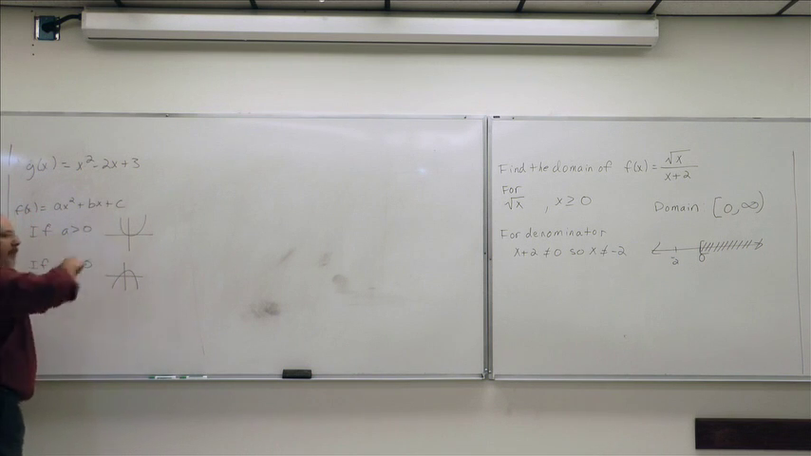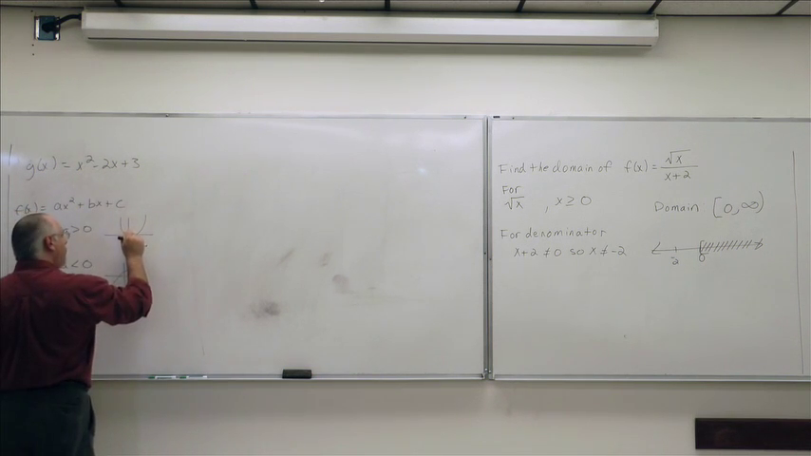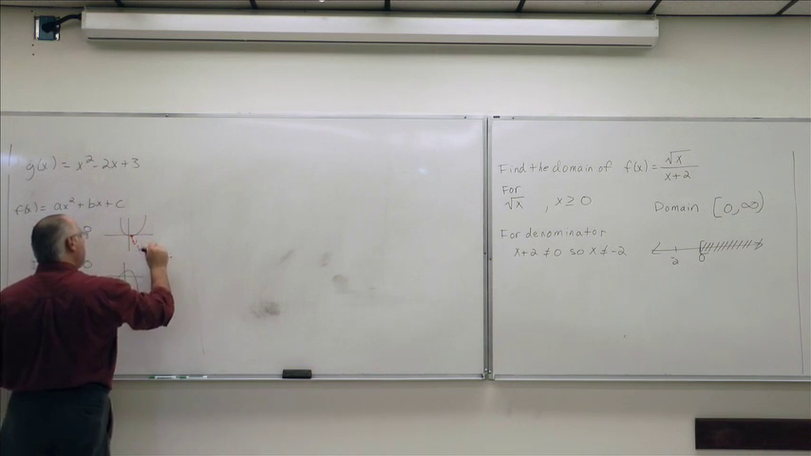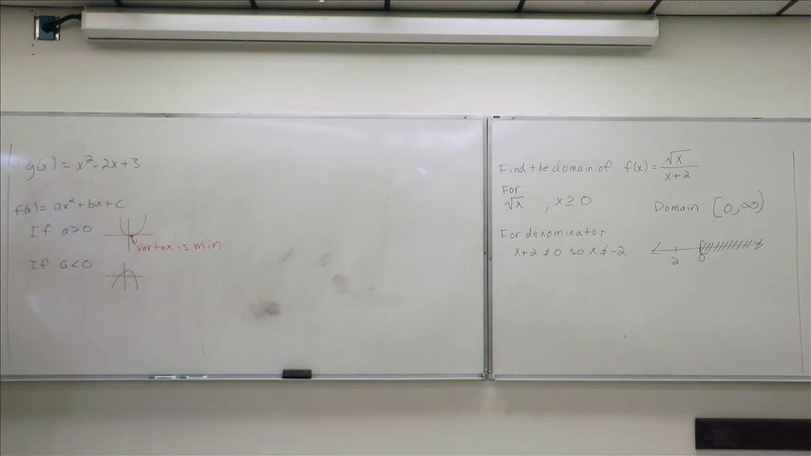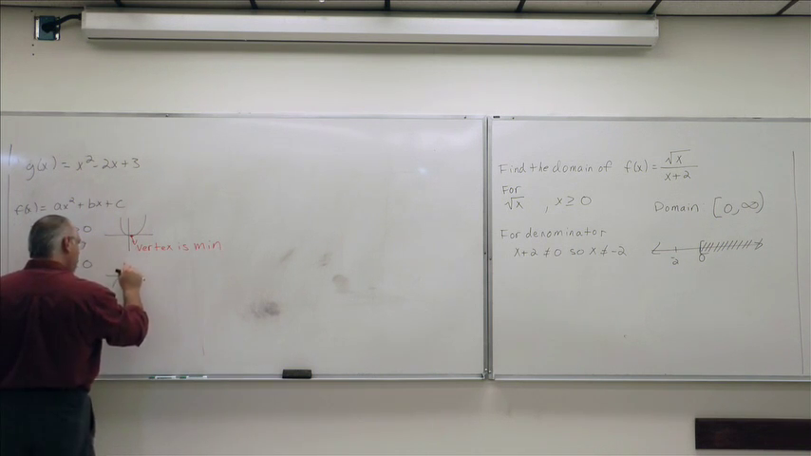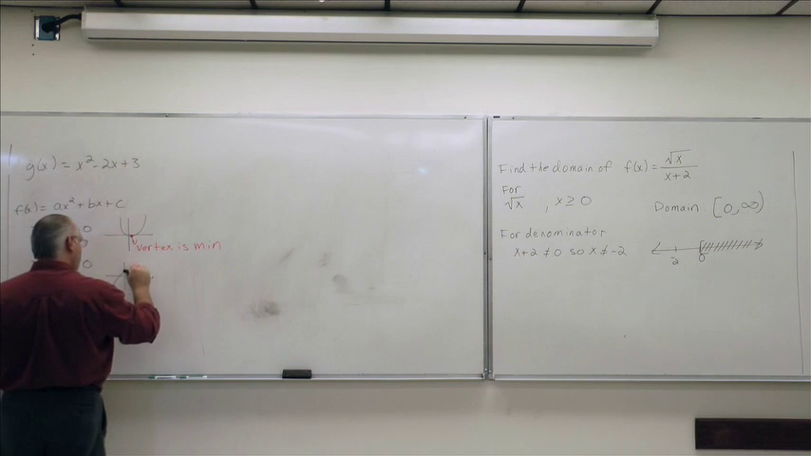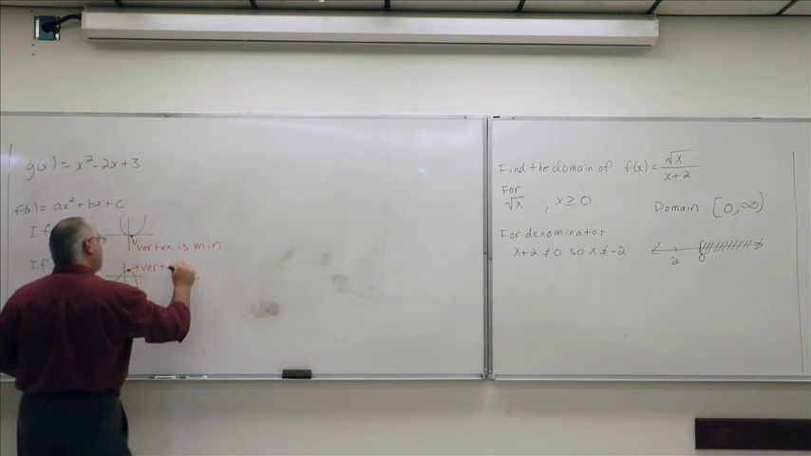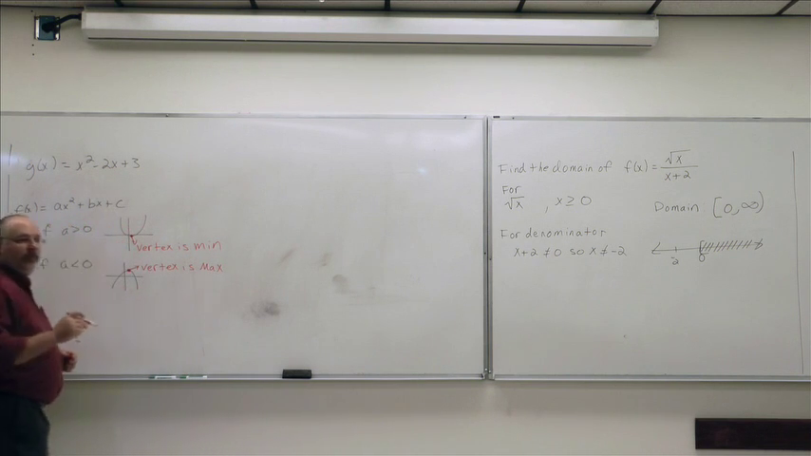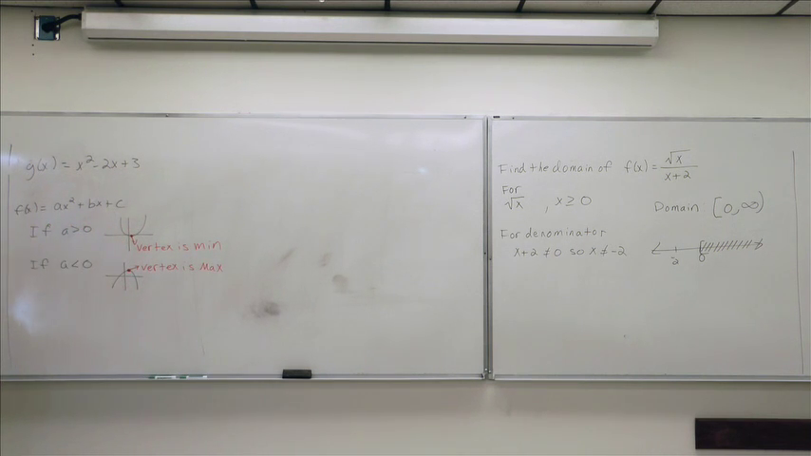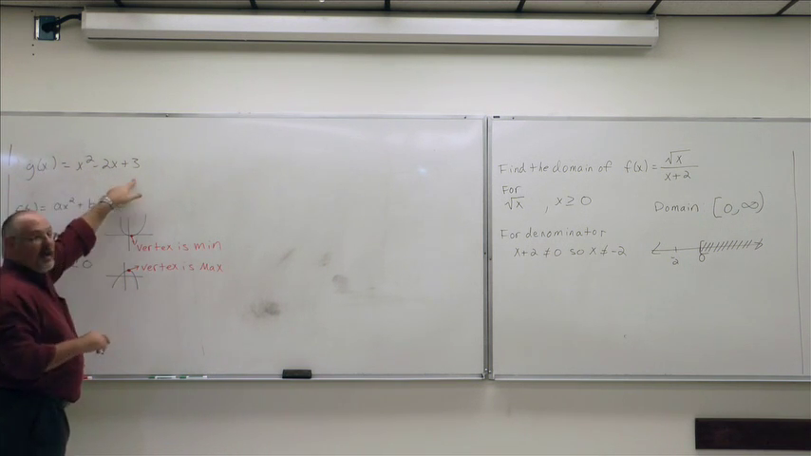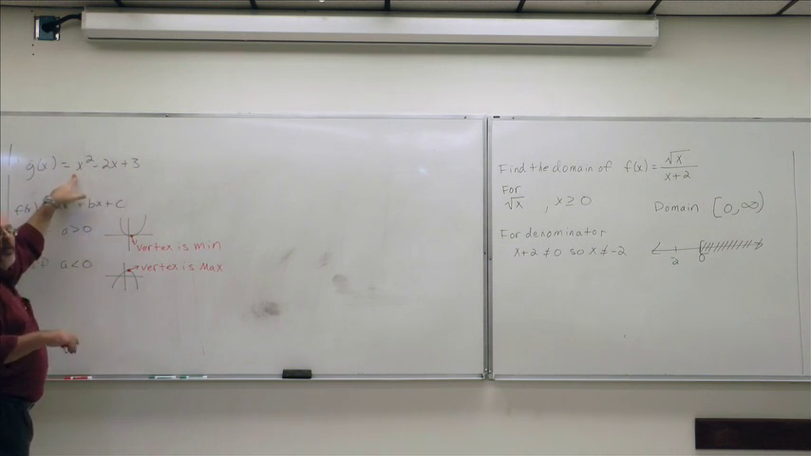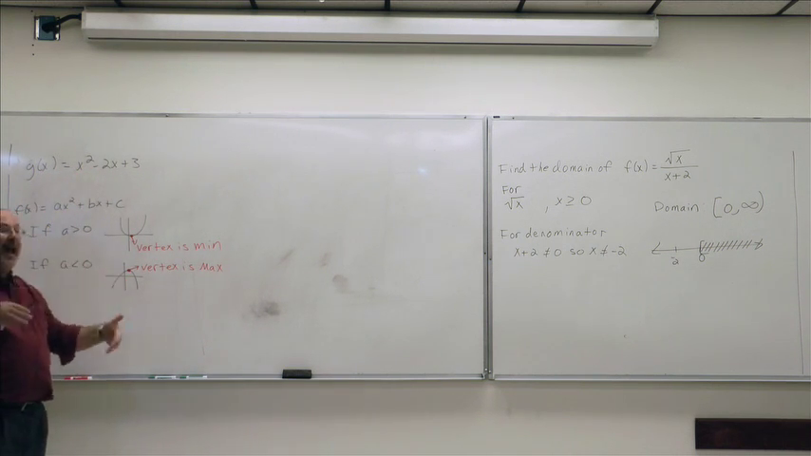So if a parabola opens up, this point here, the vertex, is going to be a minimum. Because it's at the bottom. Right? It's at the bottom of the graph. Or if it opens down, then the vertex is a maximum. And that's basically it. All right, so for this function, it's quadratic, leading coefficient is positive, so we know there's a maximum. And the maximum is at the vertex.